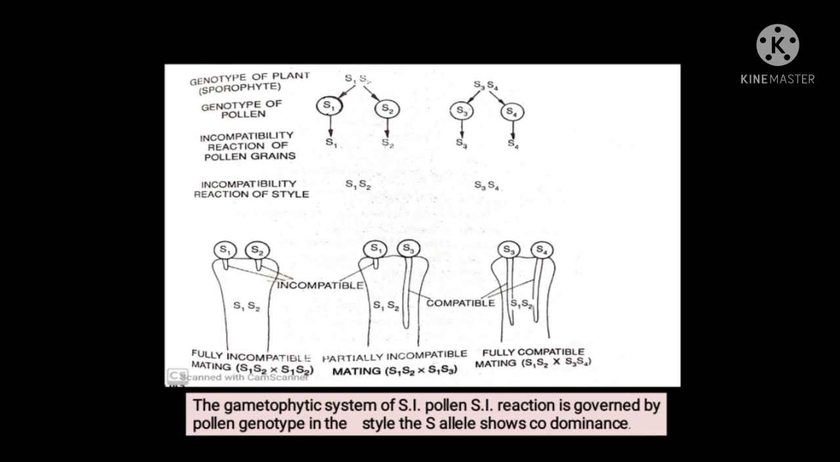While you observe the third picture, in the pollen grains there is the presence of S3 and S4 alleles, while in the stylar region there is the presence of S1 and S2 alleles.